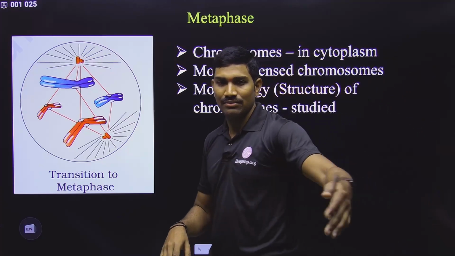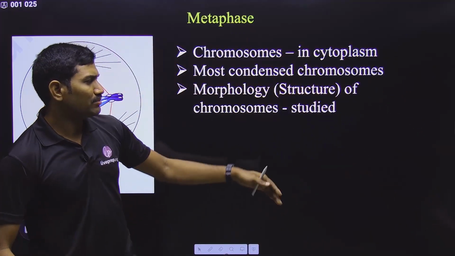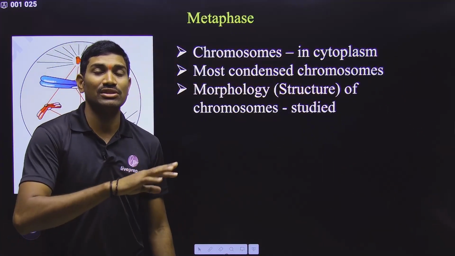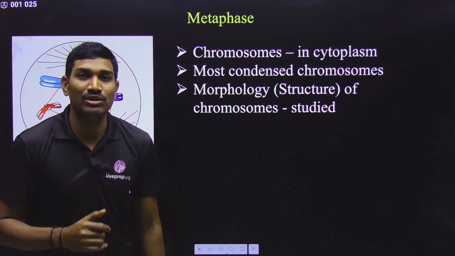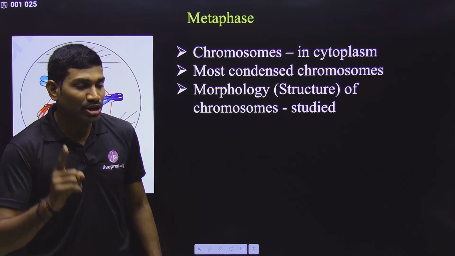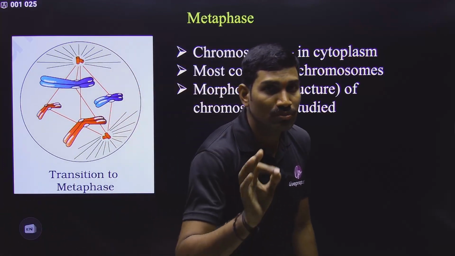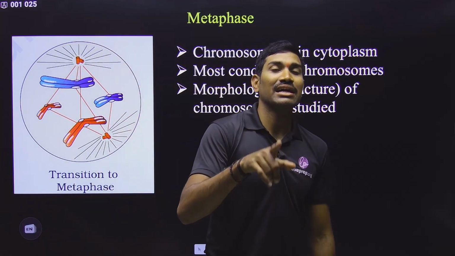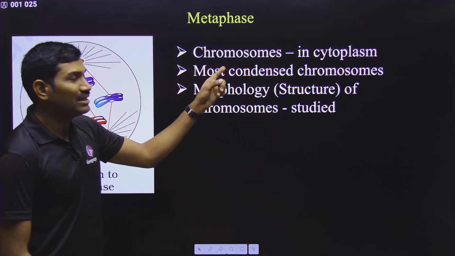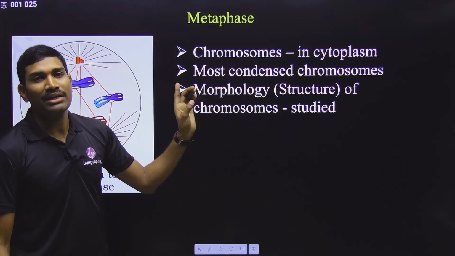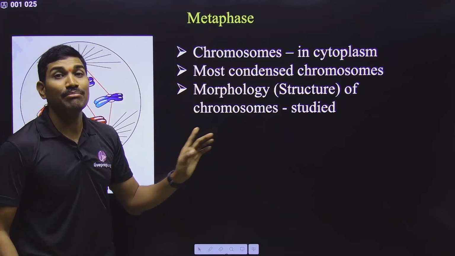After a few minutes we will study meiosis. In meiosis 1, where exactly do we observe the most condensed chromosomes? In meiosis 1, fully condensed chromosomes are seen in diakinesis. Diakinesis is the last subphase of prophase 1. But in mitosis, the maximum condensation of chromosomes is observed in the metaphase.